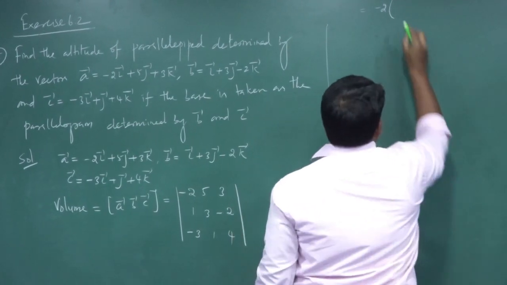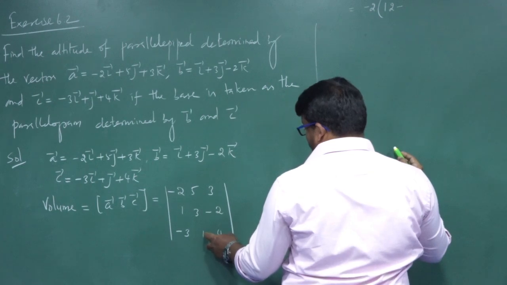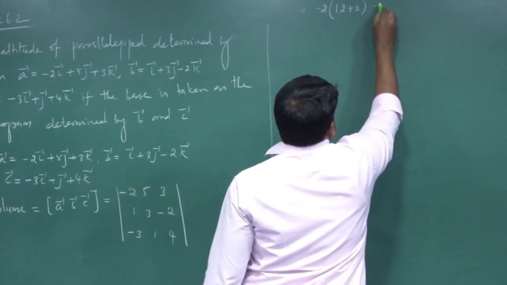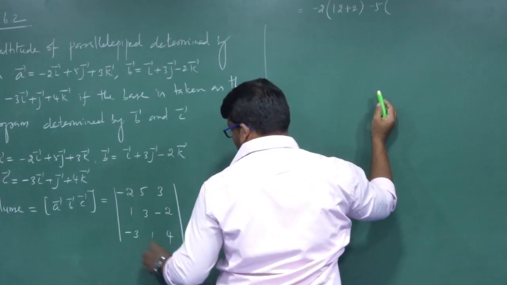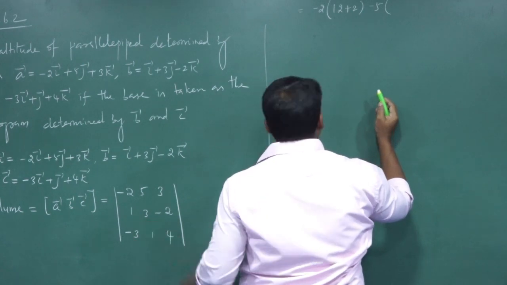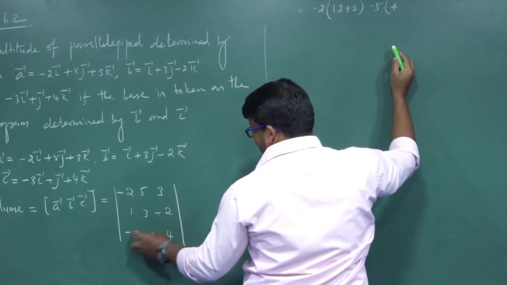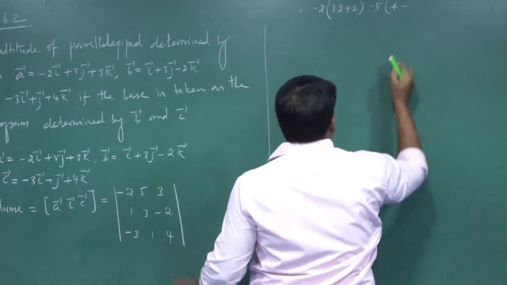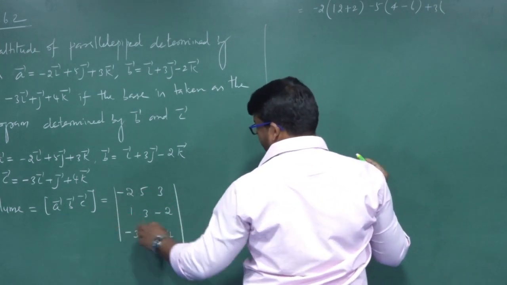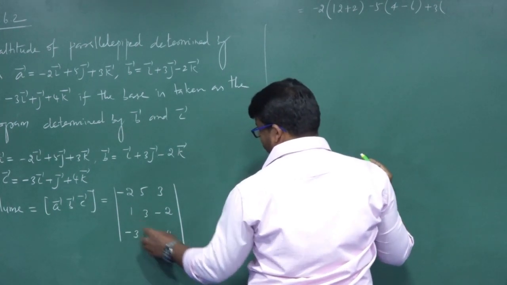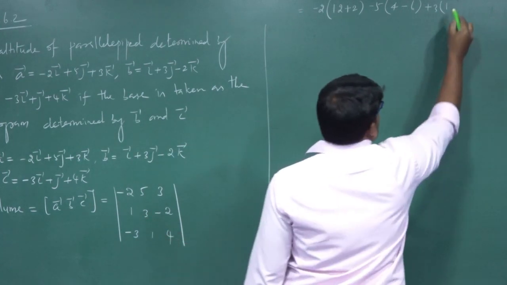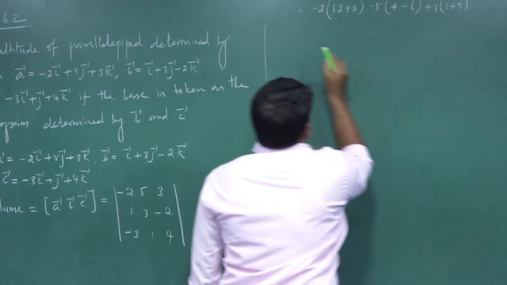Now 4 threes are 12, and the sign formula gives minus times minus, plus 2, so 14. The next element is 5: eliminating its row and column gives the minor matrix 1, -2, -3, 4. Multiplying, 1 into 4 is 4, minus 6, gives -2. Next, taking the element 3, the minor matrix is 1, 3, -3, 1: 1 into 1 is 1, plus 9, gives 10.